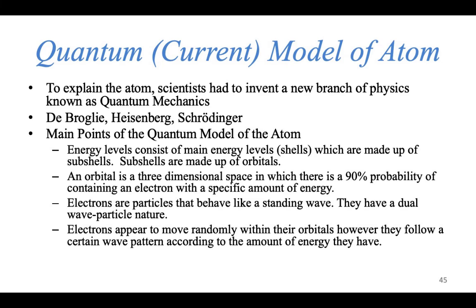An orbital is mathematically calculated using the Schrödinger equation, and it is a three-dimensional space around the nucleus where there is a 90% probability of containing an electron with a specific amount of energy. Just like in Bohr's model, orbitals can only exist at certain amounts of energy, because even though electrons are particles, they behave like a standing wave. They have a dual wave-particle nature. Electrons appear to move randomly within their orbitals.